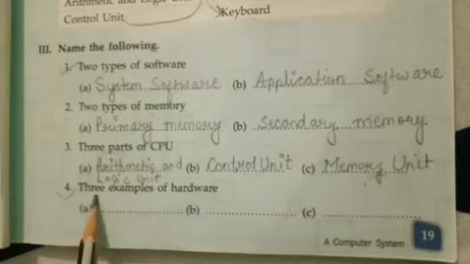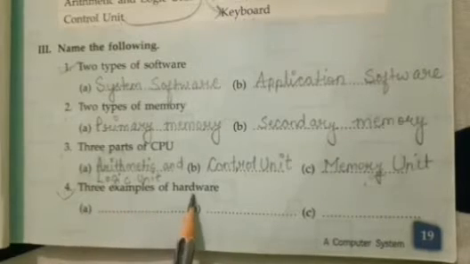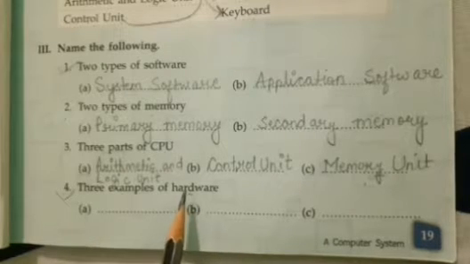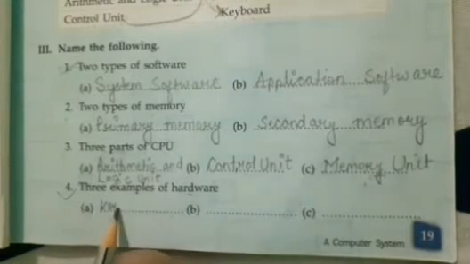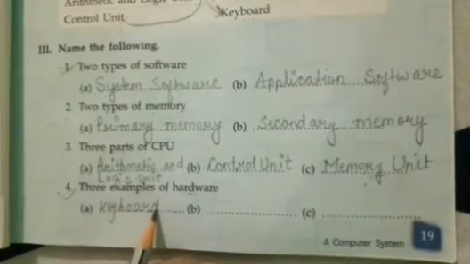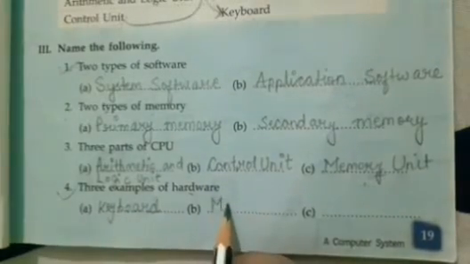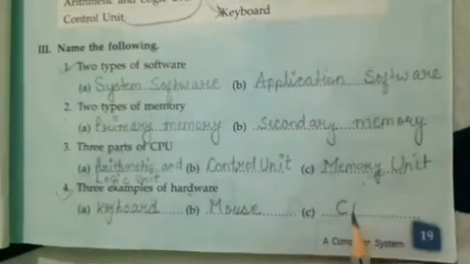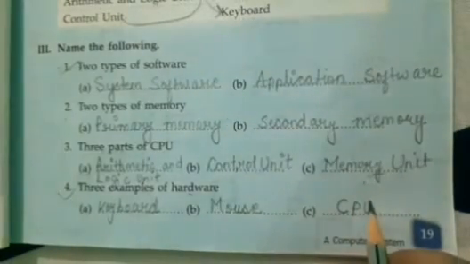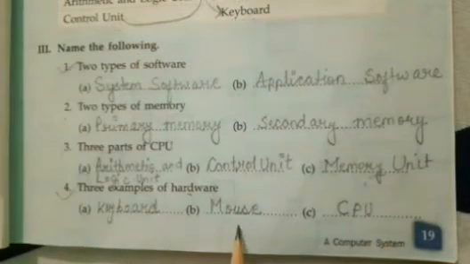Fourth question. Three examples of hardware. Now children, you all know that hardwares are the physically visible components of a computer which you can easily touch, which you can easily see. So what are the parts of a computer which you can touch and see? Yes, you can touch a keyboard. So keyboard is a hardware. You can also touch a mouse. So mouse is also a hardware. You can touch a CPU also, central processing unit. Yes, so keyboard, mouse and CPU are the examples of hardware.